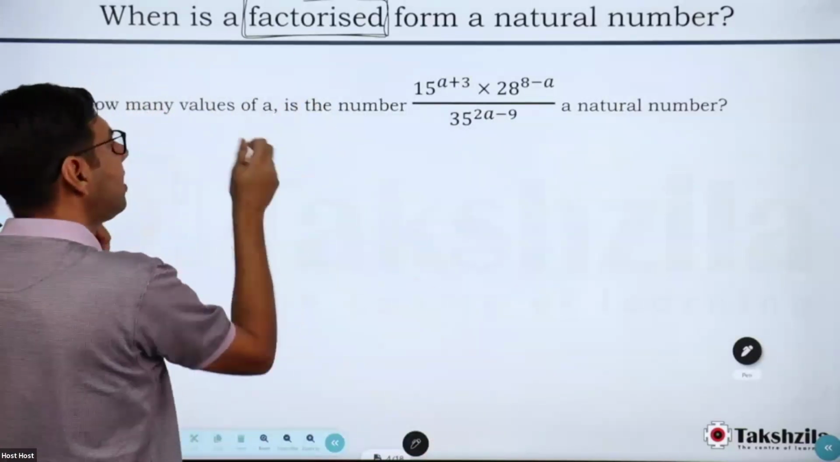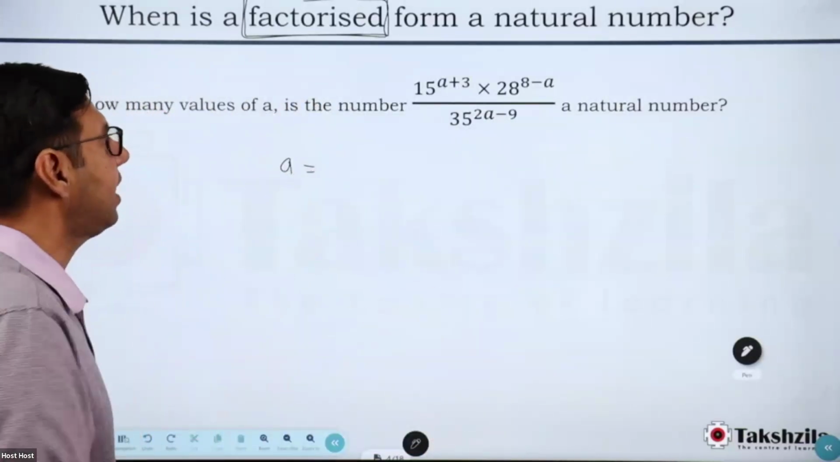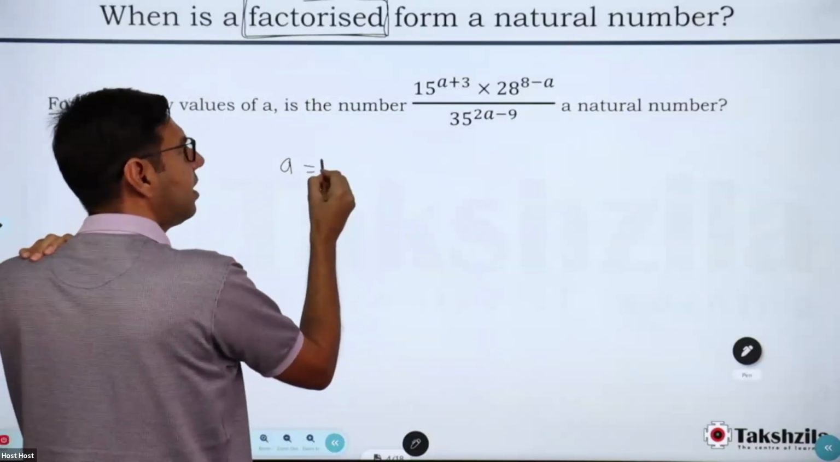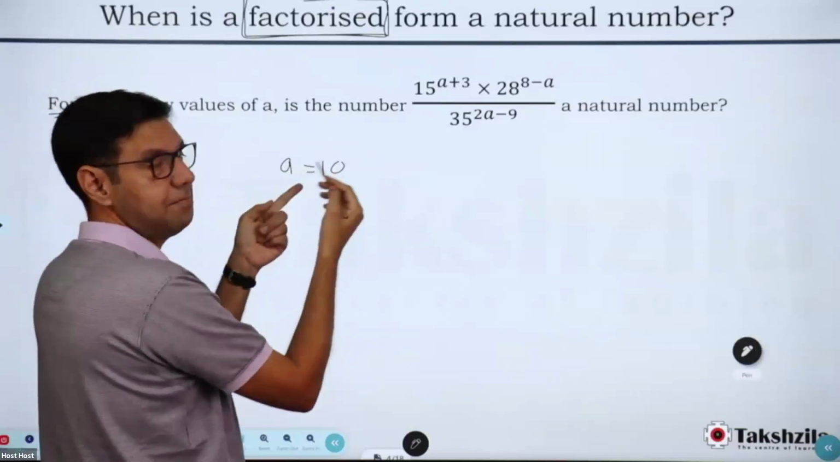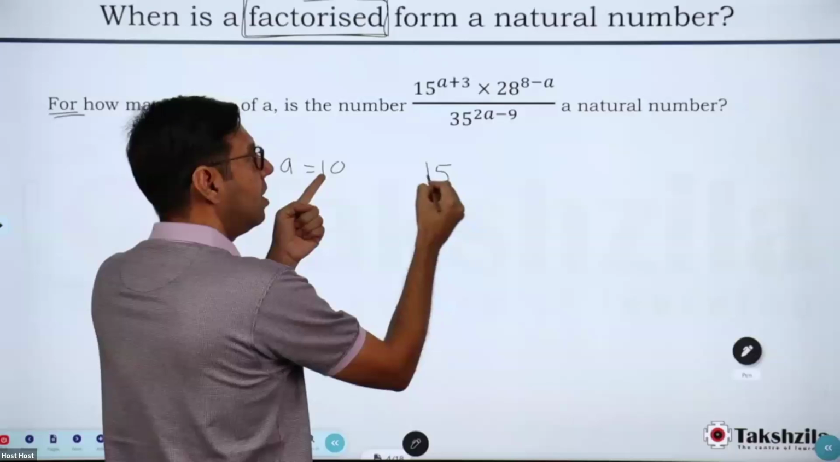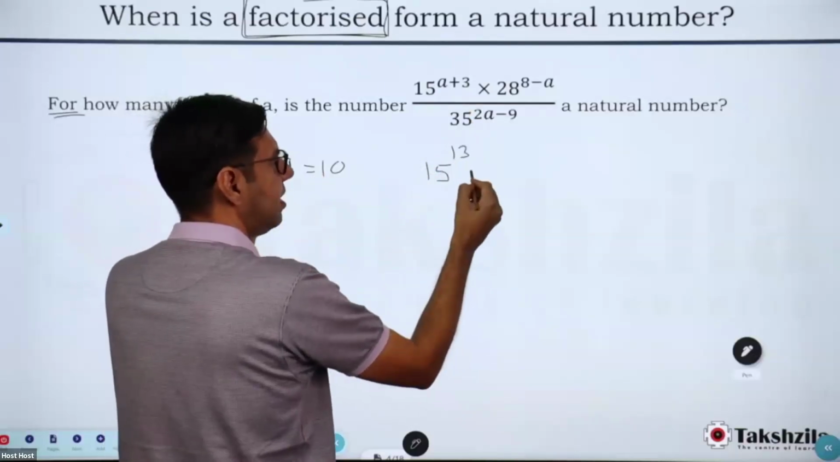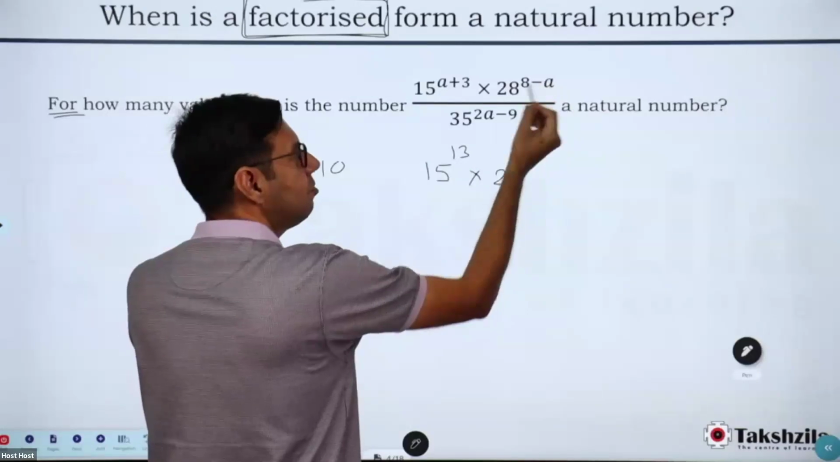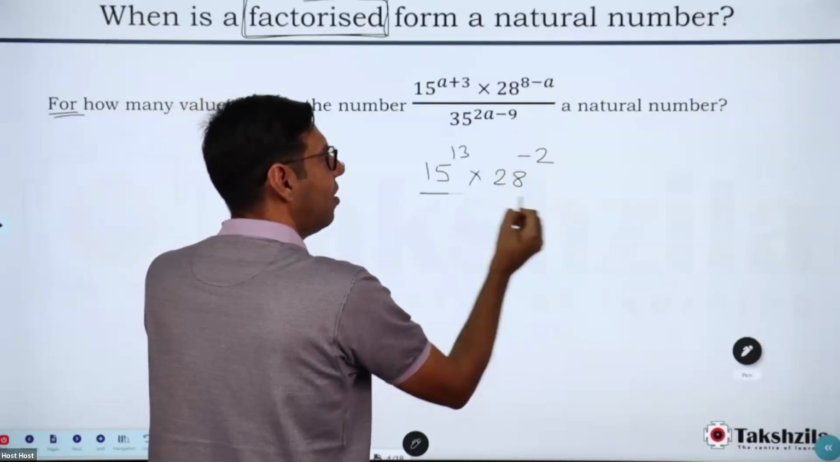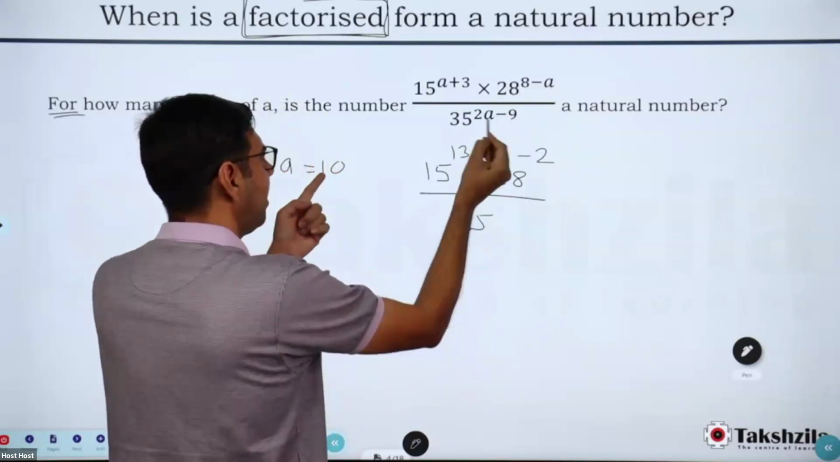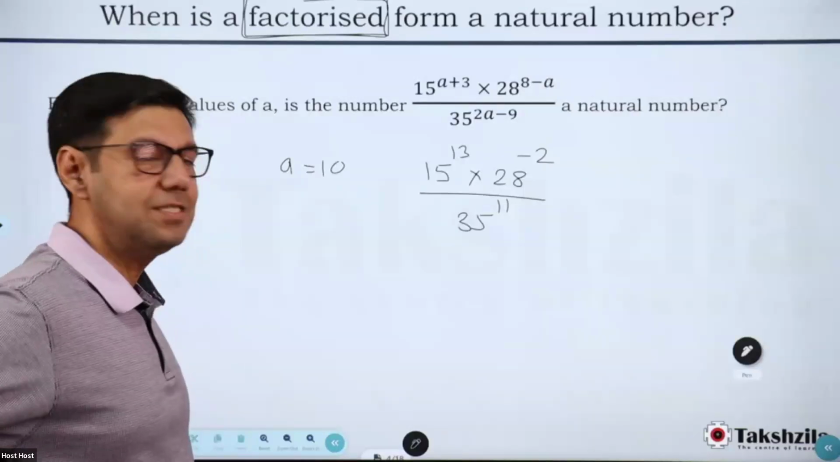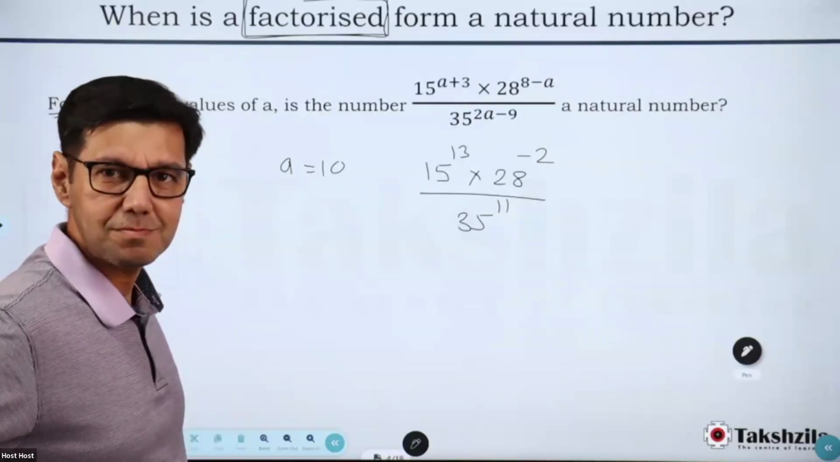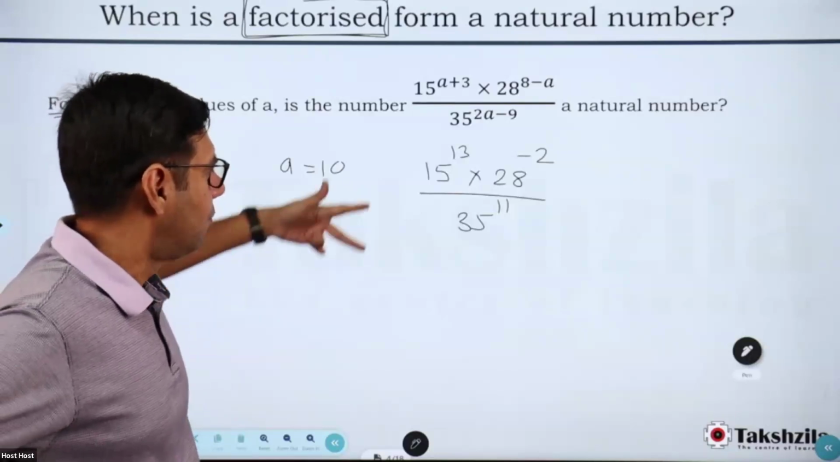But what happens if I take A equal to, let's say, 10? Randomly again I'm putting. Can you guess what's going to happen at A equal to 10? 10 plus 3, 13. That doesn't seem to be a problem. 28 raised to 8 minus 10 is minus 2. And this is going to become 35 raised to 20 minus 9, 11. So now what is the problem going to be? Think about it. The denominator will not get cancelled.